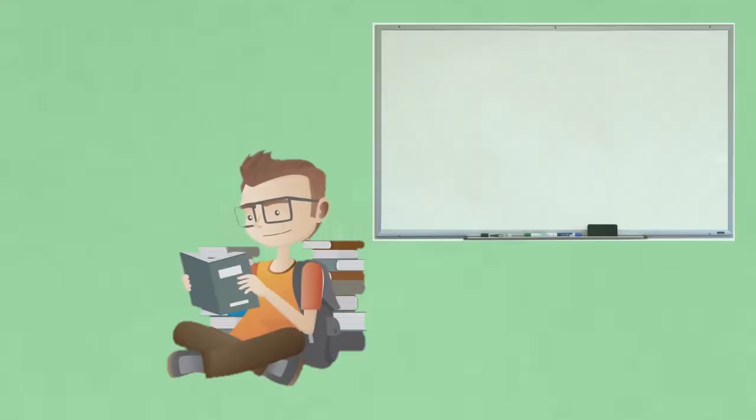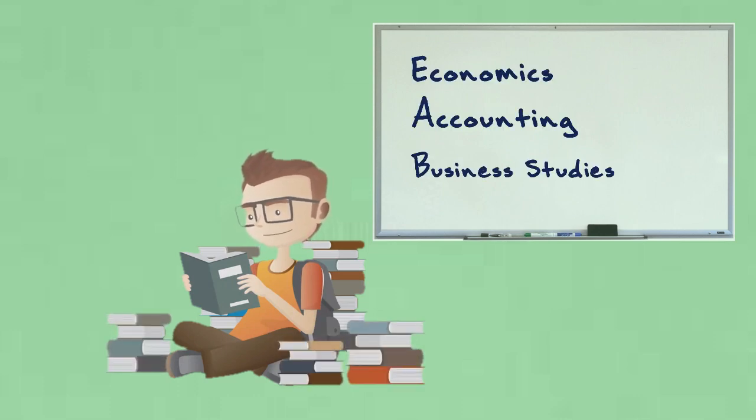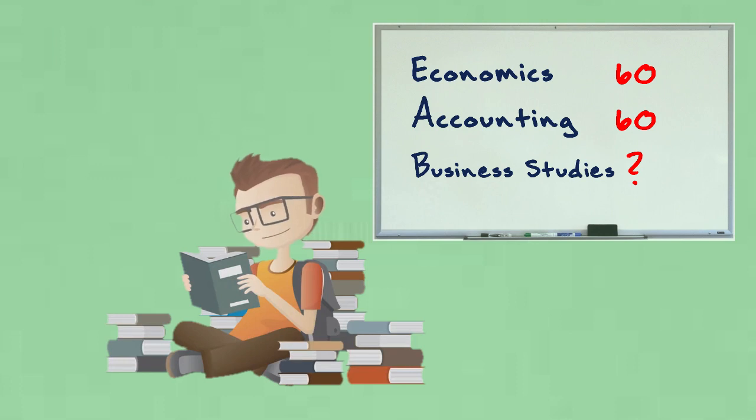A student does three subjects: economics, accounting, and business studies. Already we know the marks for economics and accounting. He has 60 marks for economics and 60 marks for accounting. Just looking at those two marks, can we say anything about the next subject, business studies? Actually no, we cannot predict that. It can be 0, it can be 100 out of 100. We don't know anything about that.